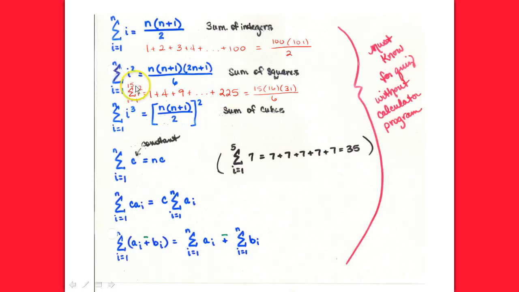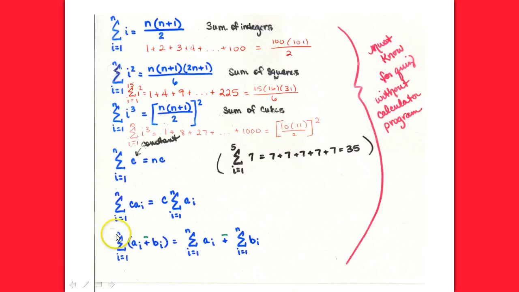Instead of having to do that, since 15 is in the place of n, I can just come over here and say that's going to be 15 times 15 plus 1, 16, times 2 times 15 plus 1, 31. So I'll have 15 times 16 times 31 divided by 6, and that would give me the sum of those squares. Sum of cubes formula, same idea. If I wanted to find the sum of the first 10 cubes, that'd be like 1 cubed plus 2 cubed plus 3 cubed all the way up to 10 cubed. I can just put 10 in the place of n. And so that's going to be 10 times 10 plus 1 over 2, whole thing squared. So 10 times 11 over 2, that whole thing squared would give me that sum.